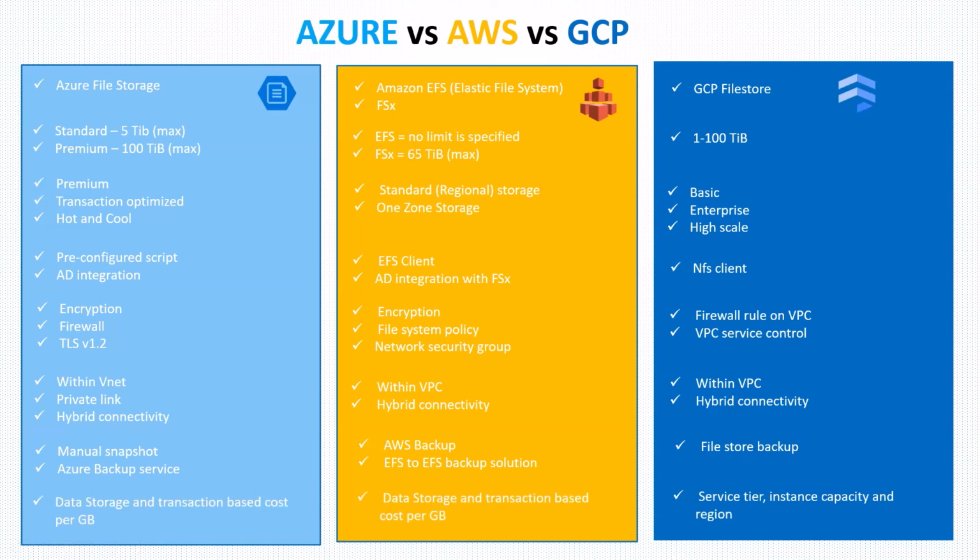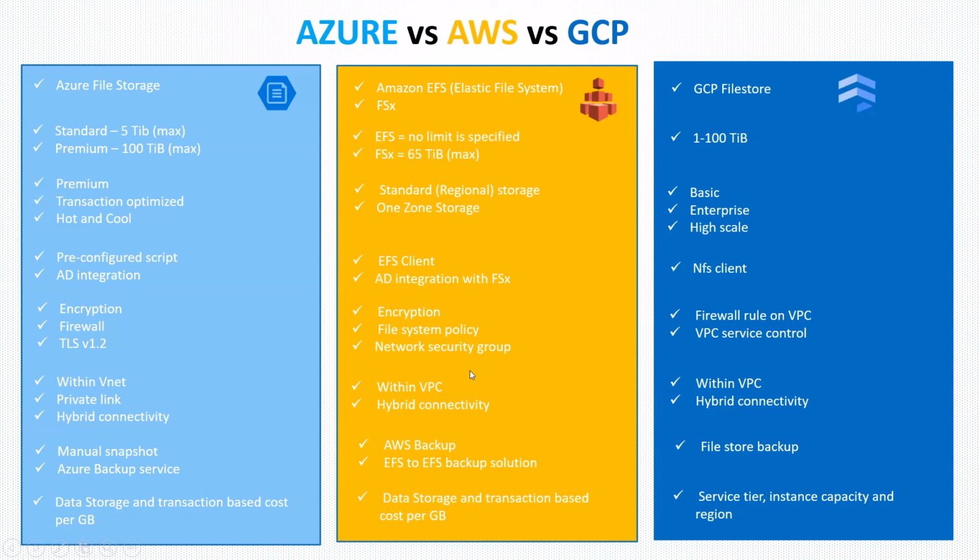For pricing, you need to understand that it depends on two factors. One is the data storage, and the other one is the transaction. The costing will be based on per GB of storage and per GB of transaction. Similarly, AWS also does that. In GCP, they use the service tier, instance capacity, and the region where you provision your Filestore instance. Based on that, the cost will be incurred.